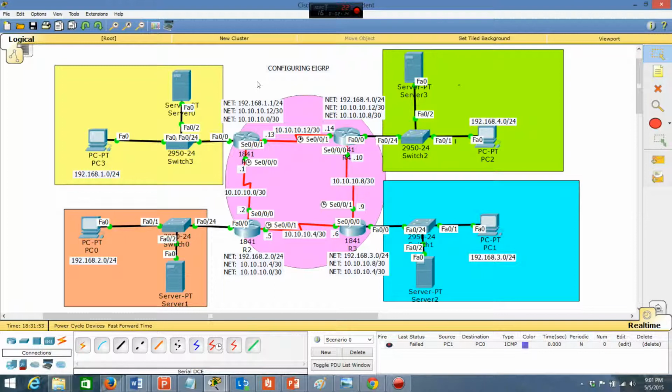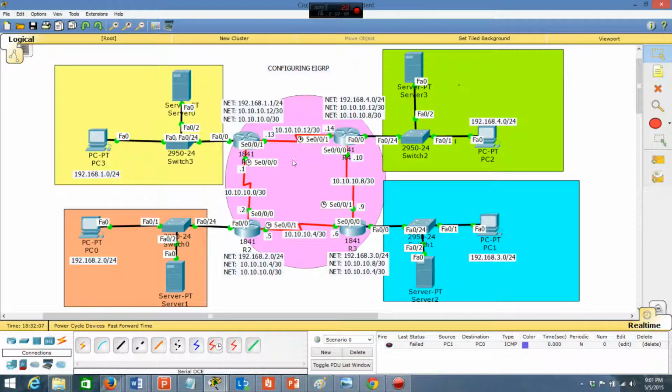EIGRP is a dynamic routing protocol. It is sometimes referred to as a hybrid protocol because it bears semblance of both a distance vector protocol and a link state routing protocol. It's also Cisco proprietary. It is an enhancement of the IGRP protocol, with a couple of advanced features, and it is called Enhanced Interior Gateway Routing Protocol. It also supports VLSM, that's variable length subnet masking.